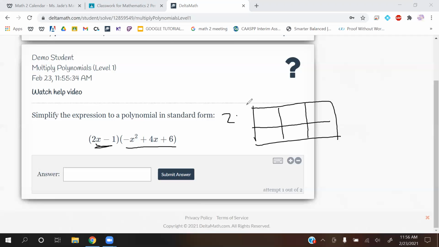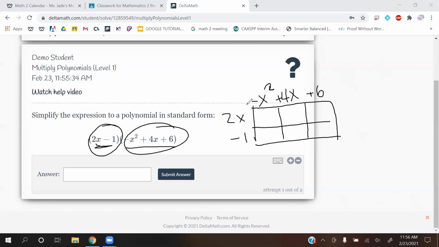And you write 2x and the minus 1 for the 2x minus 1. And then for the negative x squared plus 4x plus 6, I would write negative x squared. That's a squared. I write my 4x. And then I write my 6 over here. So if you like doing it with this method, feel free to do it this way.